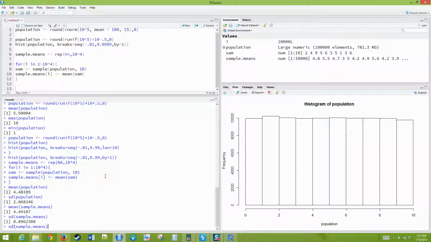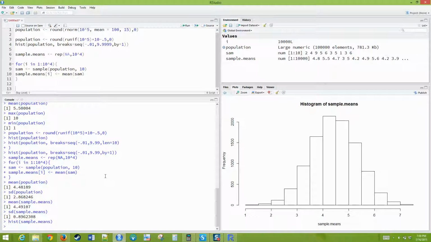So currently what I have up on the right is the histogram of the population, and we see that each digit, 0 through 9, is equally likely to appear. And so the question now is, what about the histogram of the sample means? What do you think it will look like? Okay, and so now we get something that looks a lot like the normal distribution.